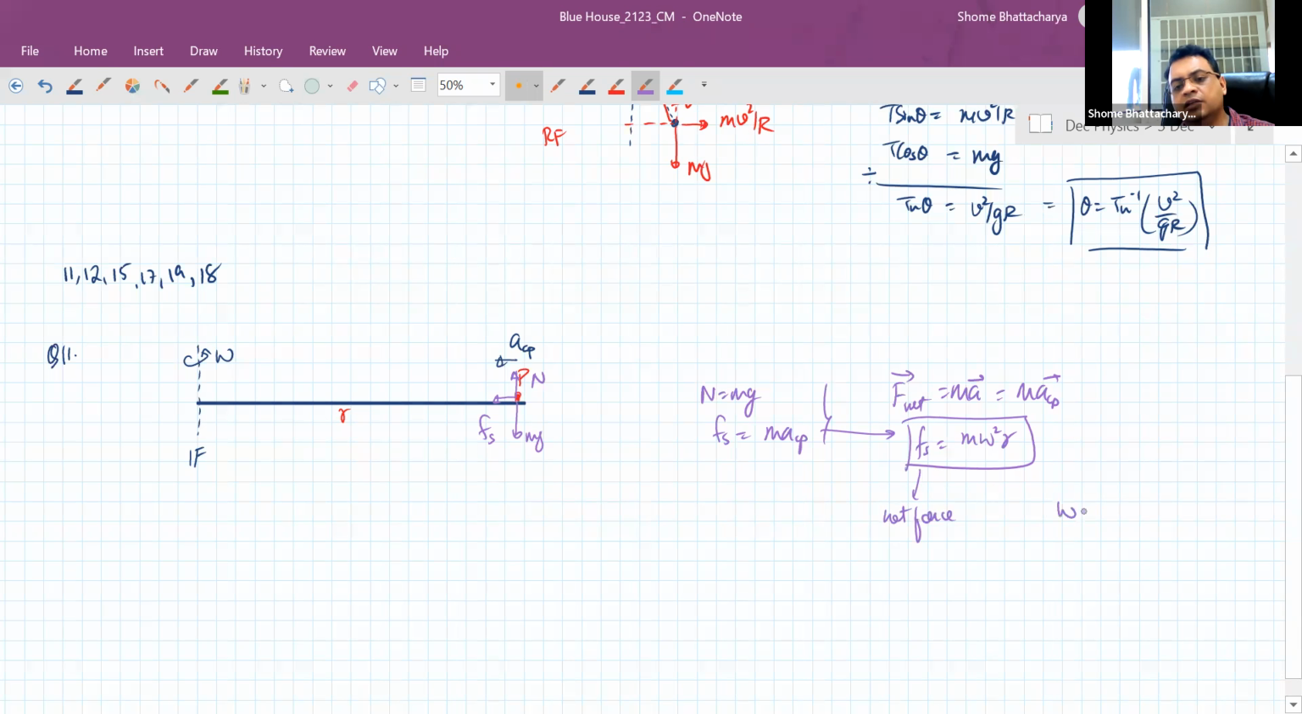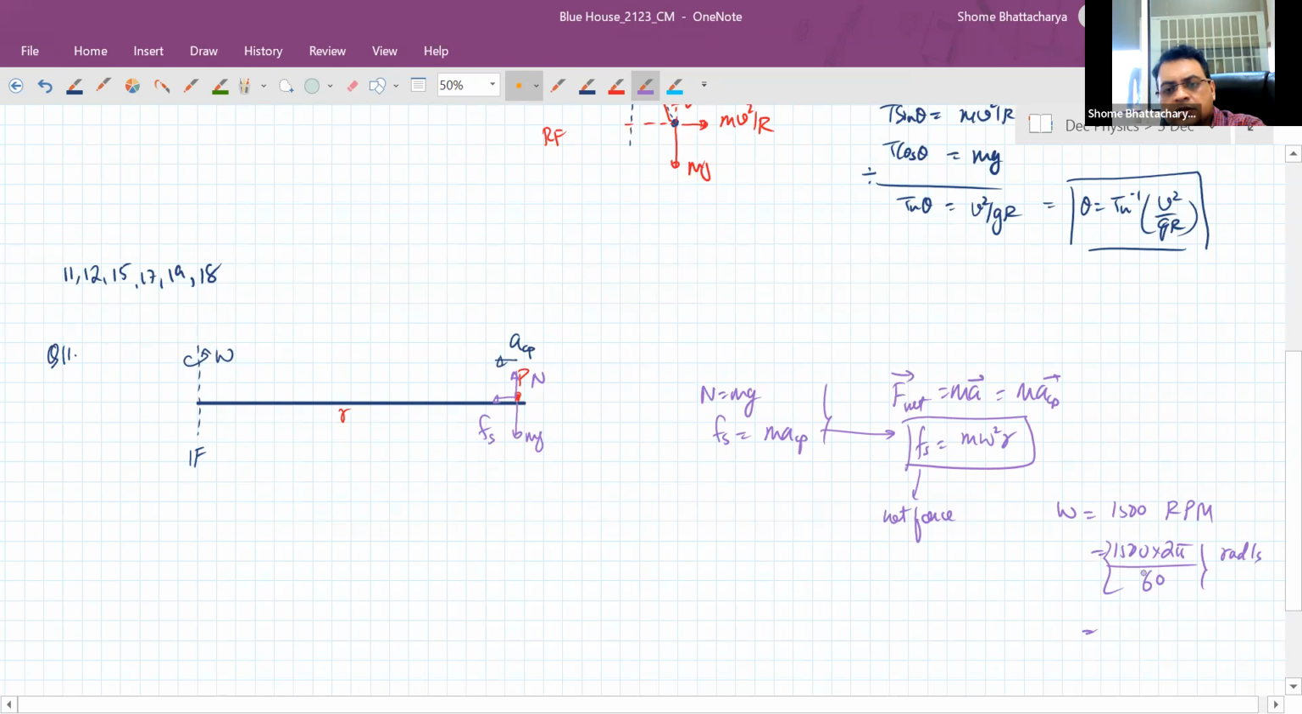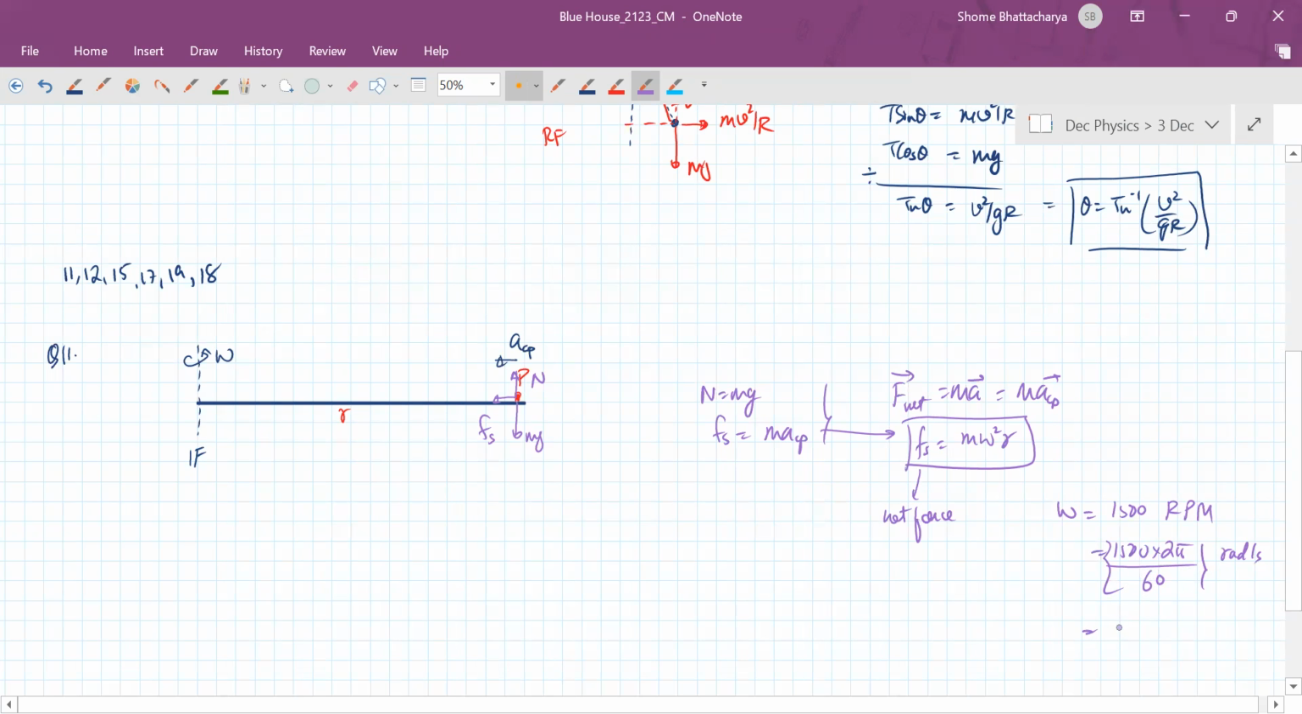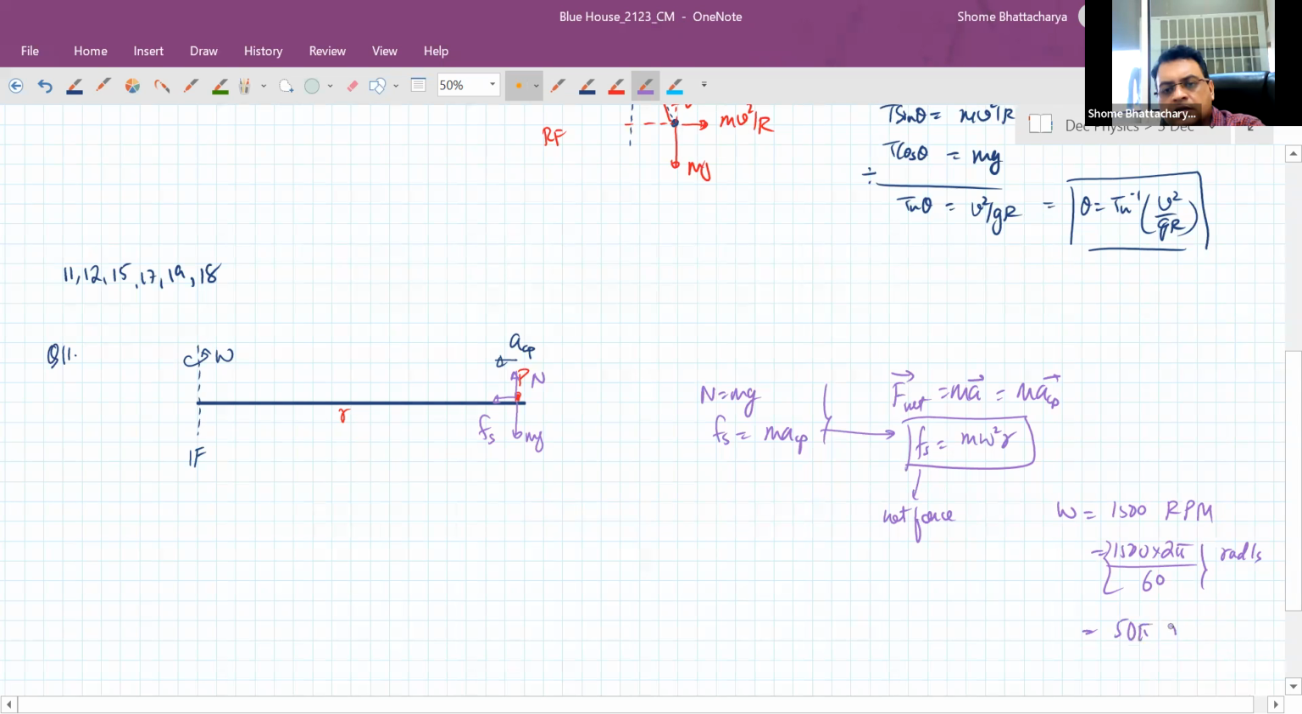Okay. Now omega you will have to convert here. It is given in terms of RPM or rounds per minute. So it's 1500 RPM. So that means it is doing 1500 into 2 pi radians but per minute. So divided by 60, and we get the angular speed in radians per second. So as you can see, that is becoming how much now? 50 pi. 50 pi radians per second.